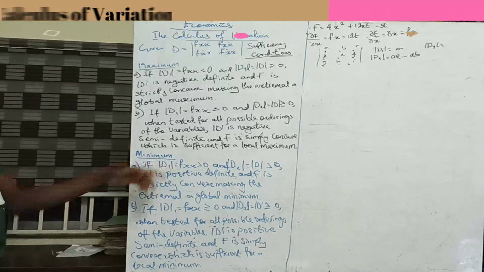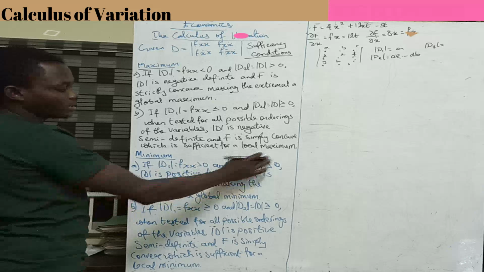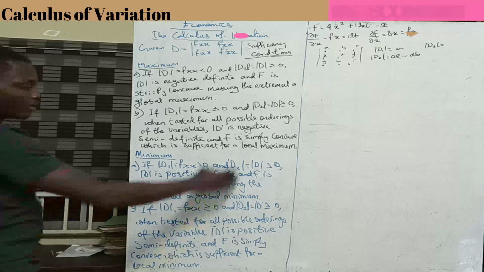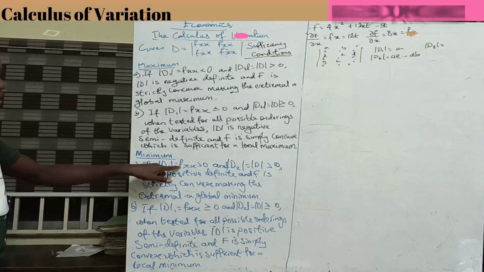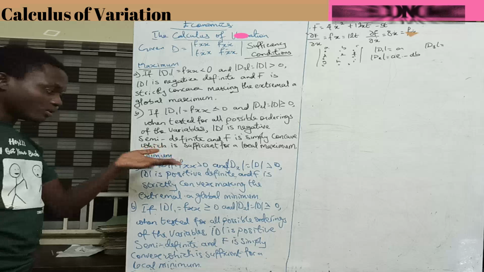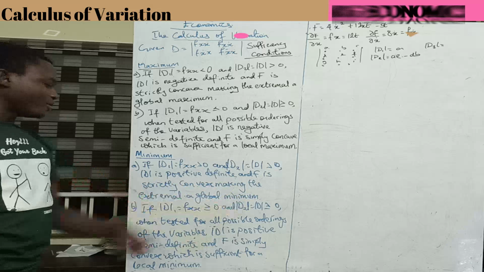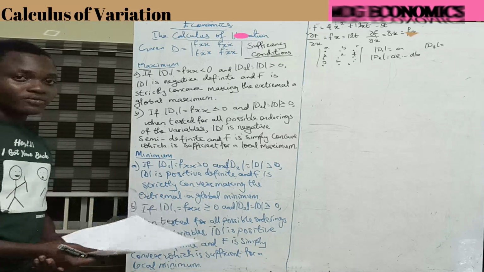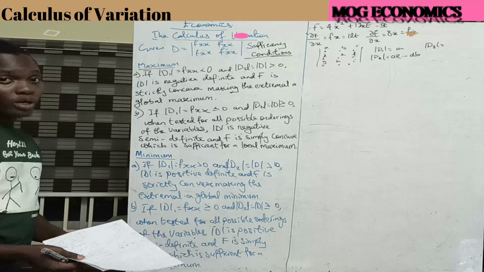If D1 is equal to Fxx, here it was less than 0, here it's greater than 0, and here it is still greater than 0, right? I said D2 for everything has to be greater than 0. So here you'll be having positive definite, because this answer is greater than 0, it's going to be plus a positive number. So it's positive definite, and F is strictly convex. Convex is what tells that your graph is at a minimum point, making the extremal a global minimum.